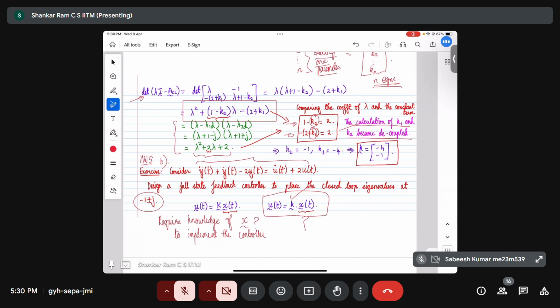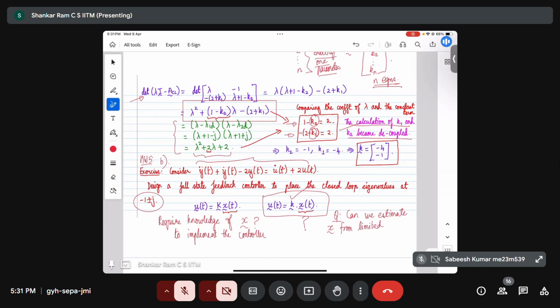Correct, exactly. But that's not an engineering solution, is it, because how many sensors can you and I put? The product will not sell. So then the question is, can we estimate X from limited measurements?